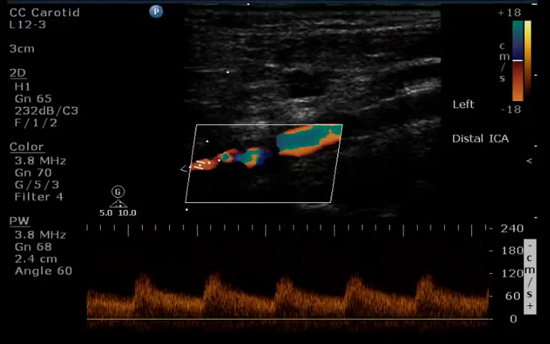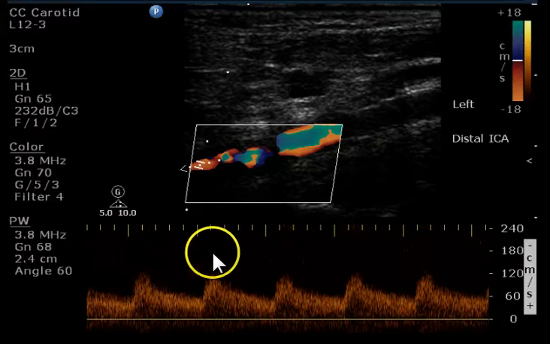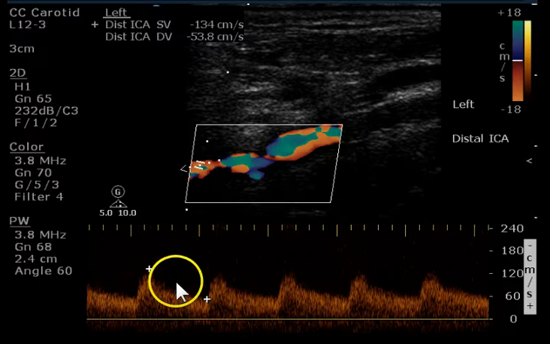We get further down the ICA, and this waveform has not been measured, but we can see a little bit more of disease and a slight narrowing of the waveform. The angle has been set, and if we look approximately, it looks like we're in a normal range, certainly under 120. And here it's been measured. We get 134 over 54. So again, 1 to 50% stenosis in this portion of the ICA.